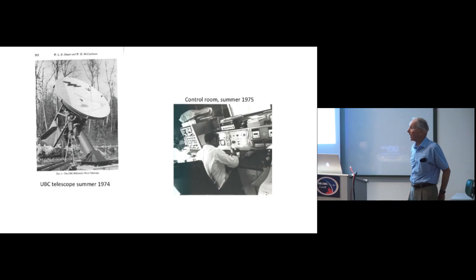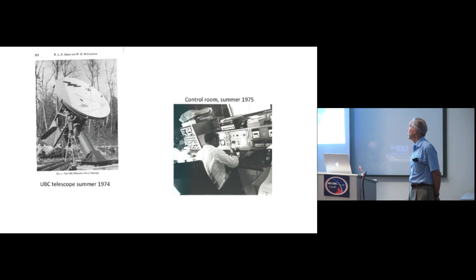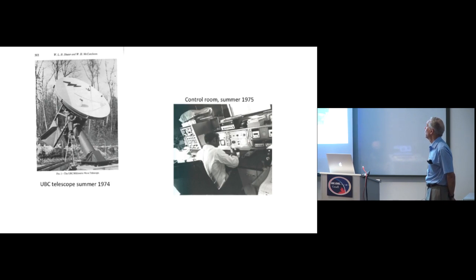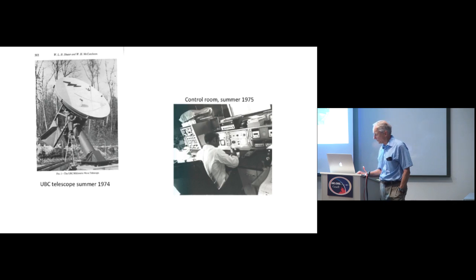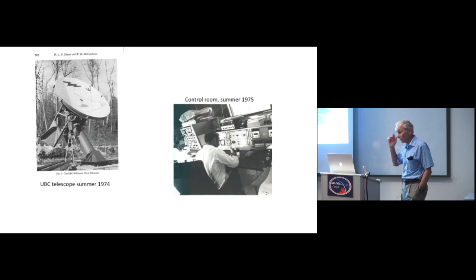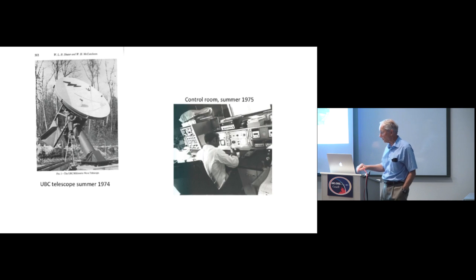So the antenna was ordered from Andrew Antenna Company in Ontario. And this shows the construction in 1974, was fully constructed, and the control room in summer 1975. The big fins there at the back were a counterweight. You can see it was polar mounted. We didn't have the sophistication to drive an alt azimuth, and it was polar mounted, and that it was a counterweight and also a windbreak for the antenna.